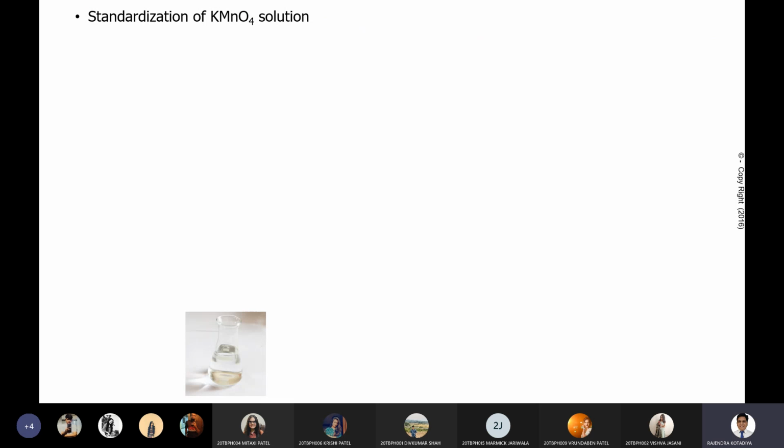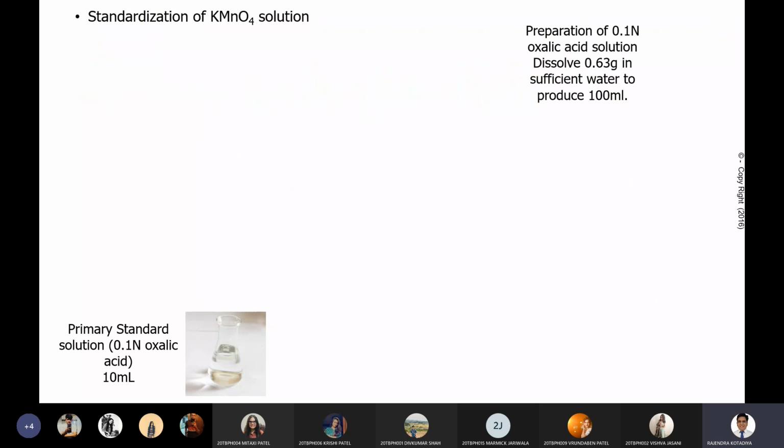So in standardization of KMnO4 solution, first of all you have to take a conical flask, in which we require oxalic acid solution as primary standard solution for KMnO4 solution standardization. How will you prepare 0.1 normal oxalic acid? Same way, find its equivalent weight and dissolve it in 100 ml.